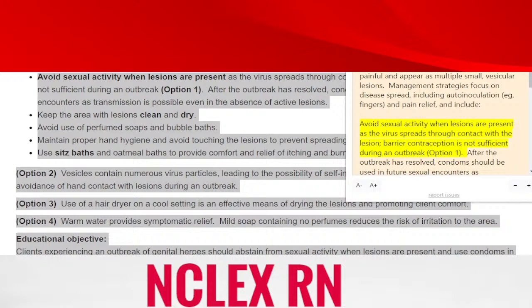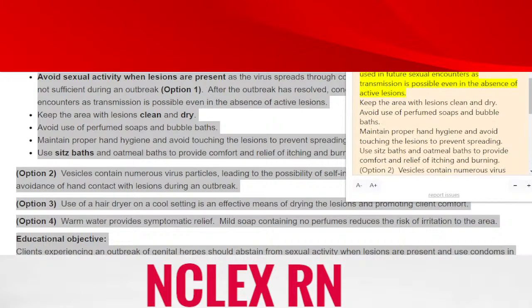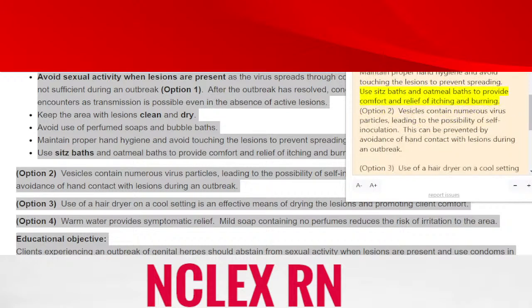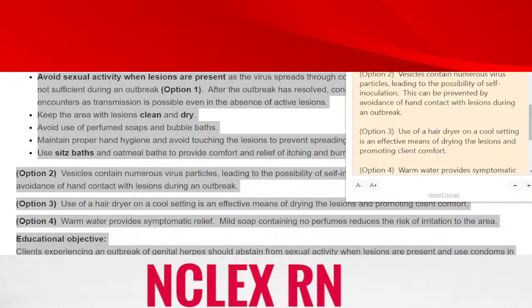Option 1. After the outbreak has resolved, condoms should be used in future sexual encounters as transmission is possible even in the absence of active lesions. Keep the area with lesions clean and dry. Avoid use of perfumed soaps and bubble baths. Maintain proper hand hygiene and avoid touching the lesions to prevent spreading. Use sitz baths and oatmeal baths to provide comfort and relief of itching and burning.